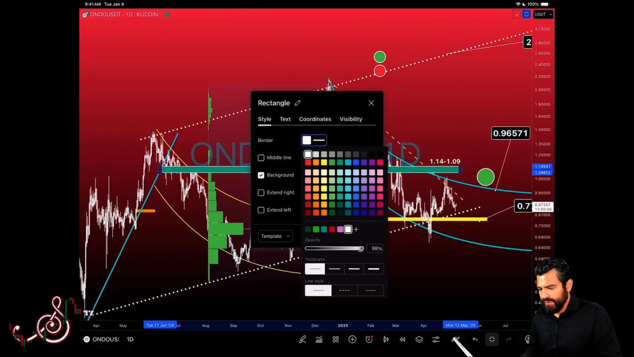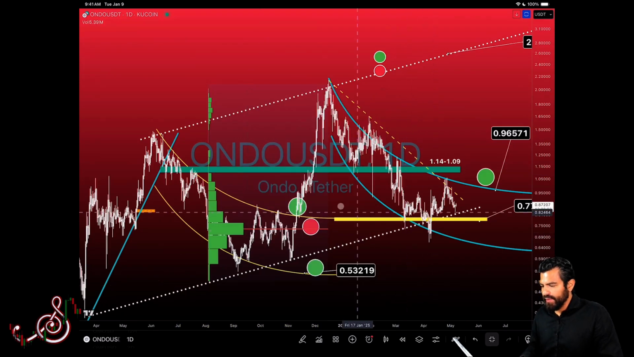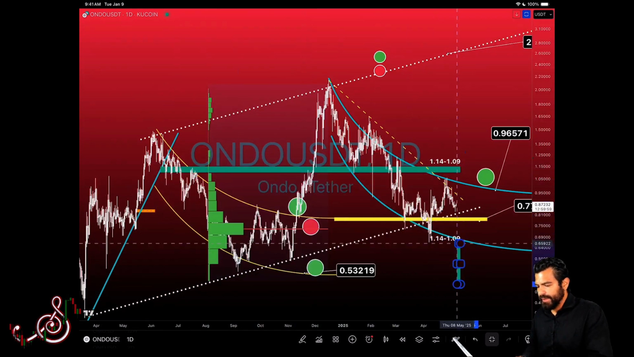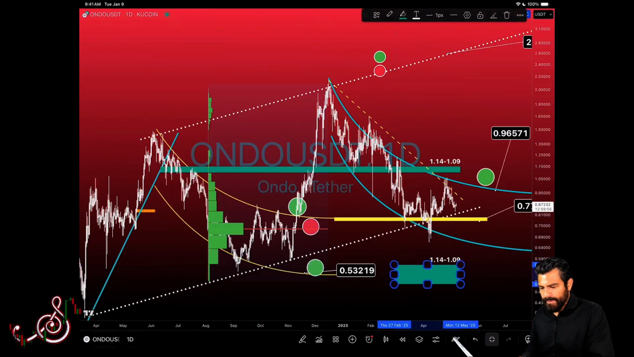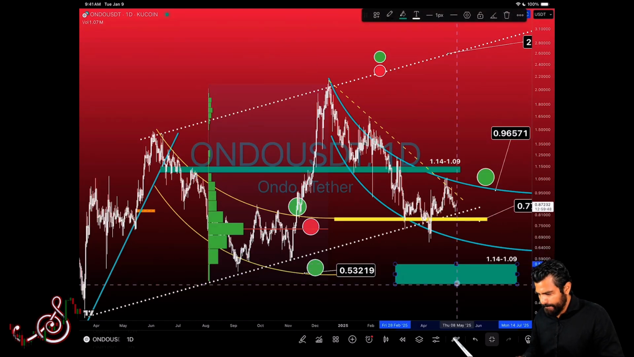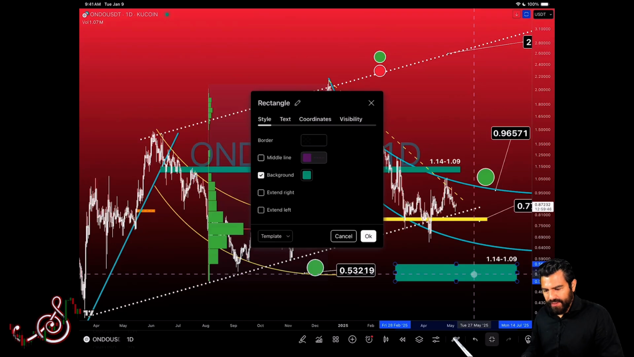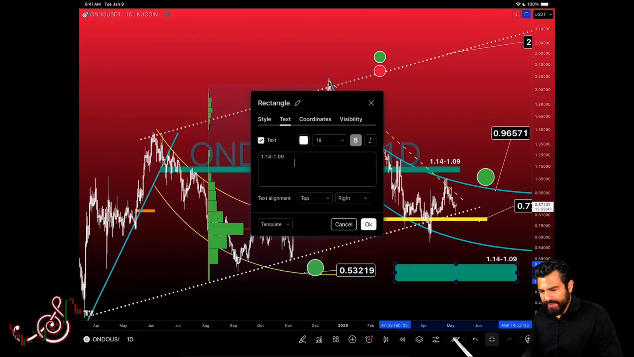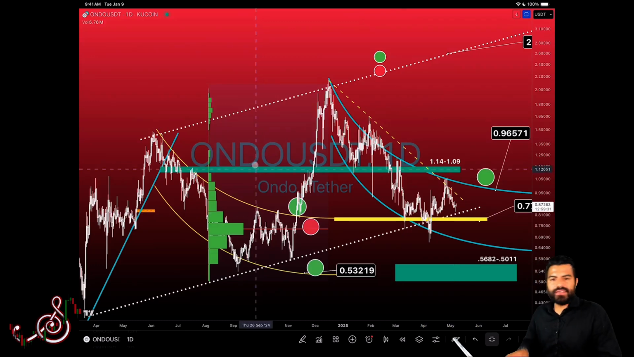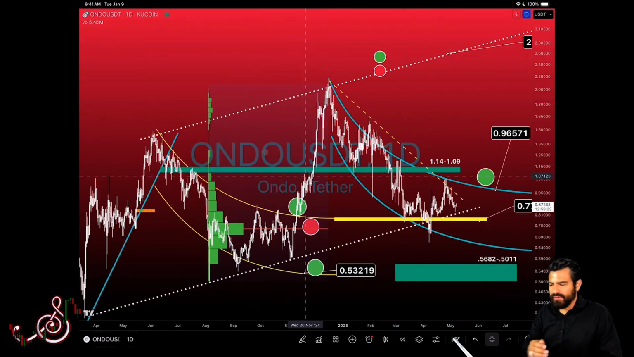and I'll turn off this border there. And then I'll borrow this one and we'll bring it down to the lower side. And I'll just put this off of here. It's not an active target at the moment, but it might be something we'll look out for. 0.5682 to 0.5011. Okay, the next one we're going to do is this next segment from here down to the bottom.